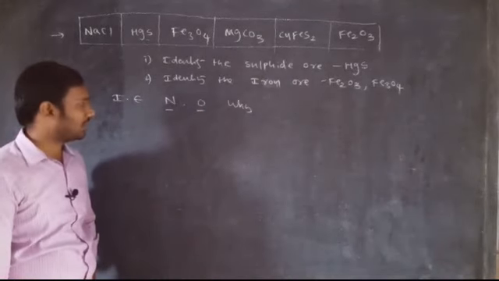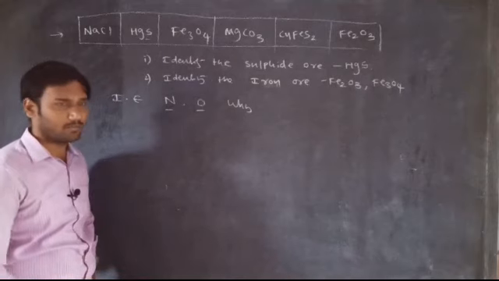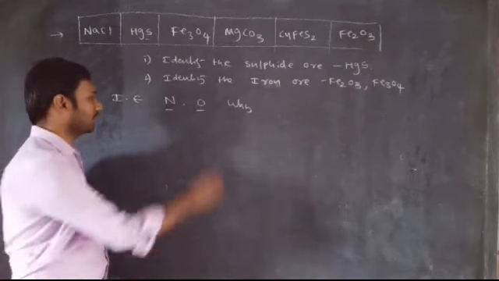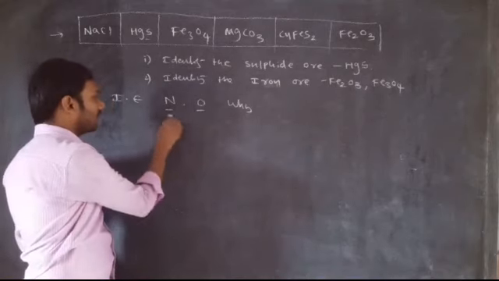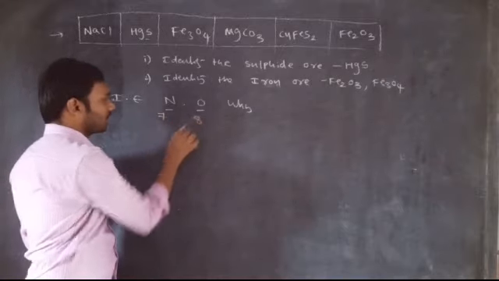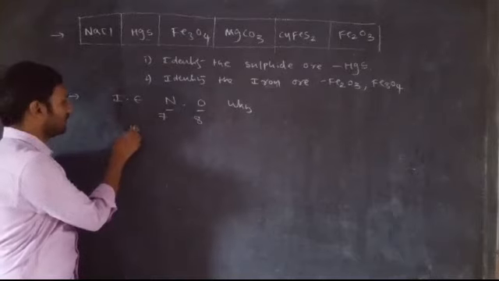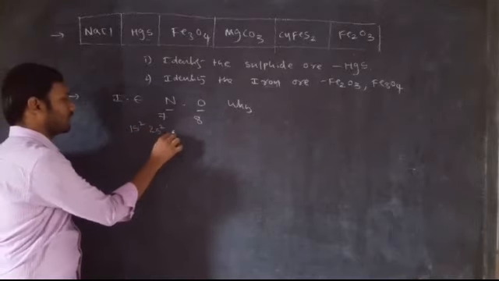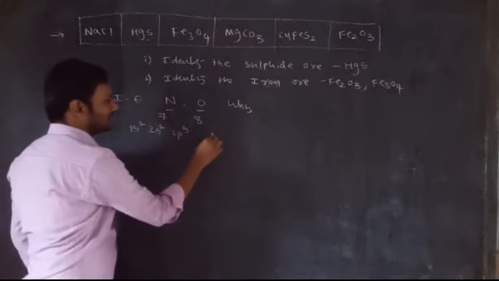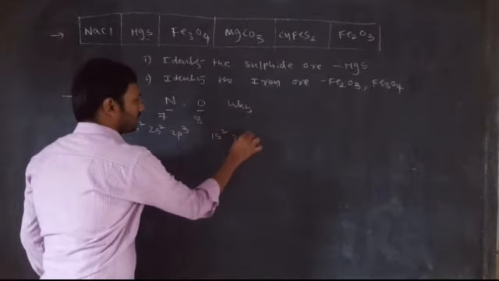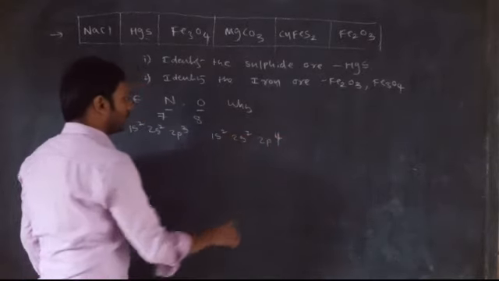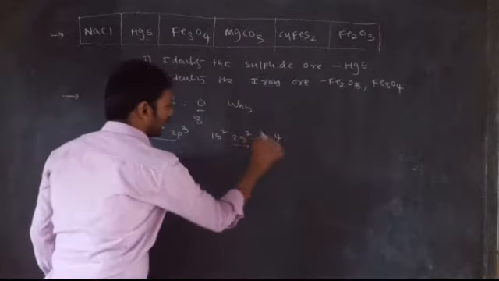Now here, when comparing nitrogen and oxygen, if you want to know the ionization energy, generally we have to write the electronic configuration based on the atomic number. Nitrogen atomic number is 7 and oxygen atomic number is 8. Nitrogen electronic configuration is 1s2, 2s2, 2p3 and oxygen electronic configuration is 1s2, 2s2, 2p4.